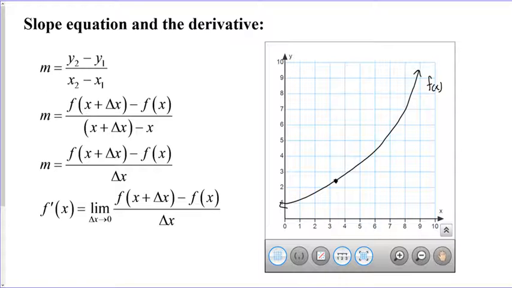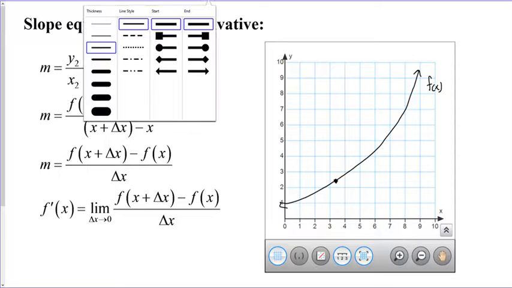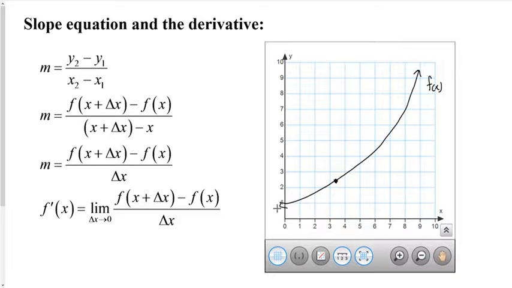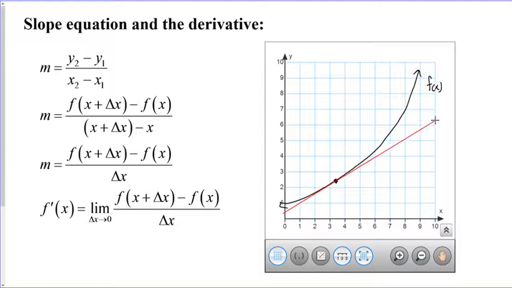And that tangent line, let's color it. Let's make it kind of small. And let's see here, give me the properties of that thing, make it red. There we go. And draw that tangent line. So what I'm trying to do here is trying to come up with that tangent line.